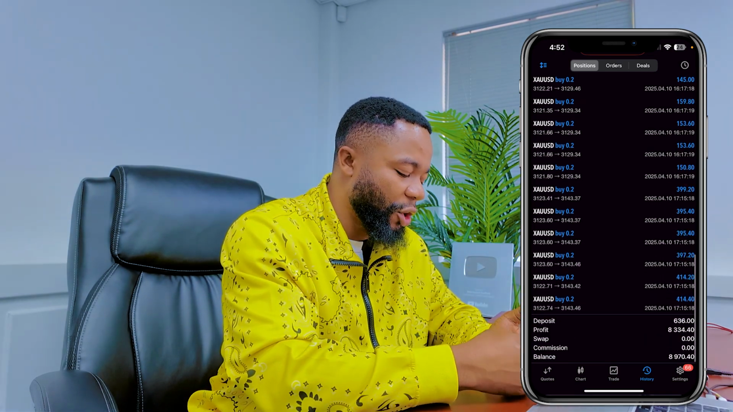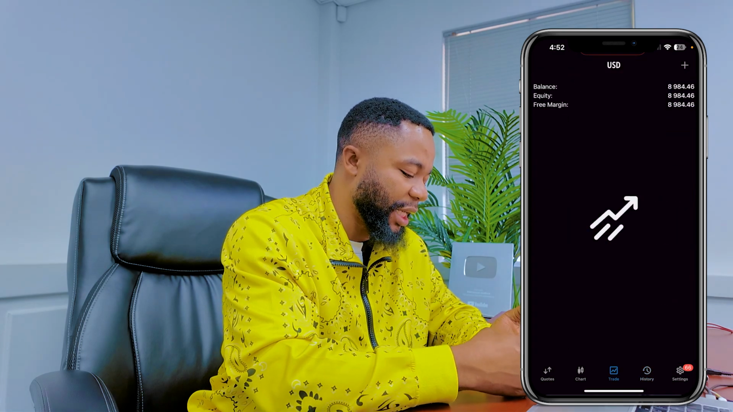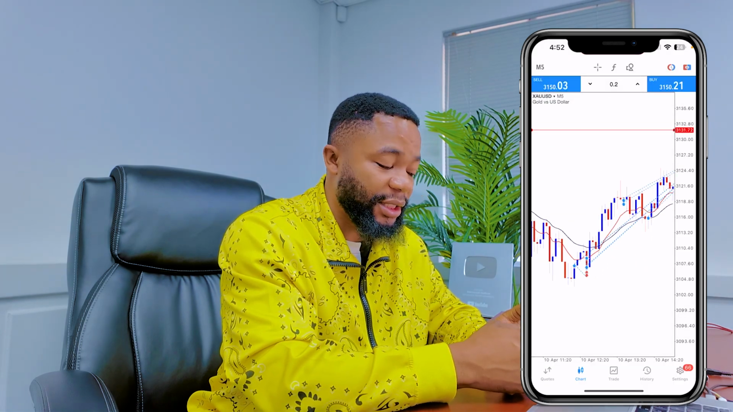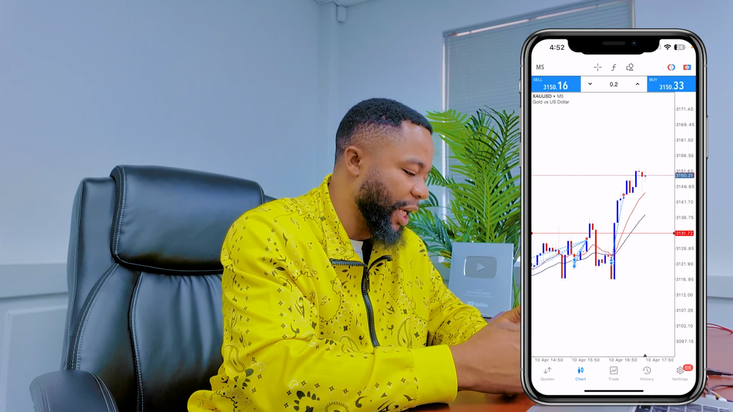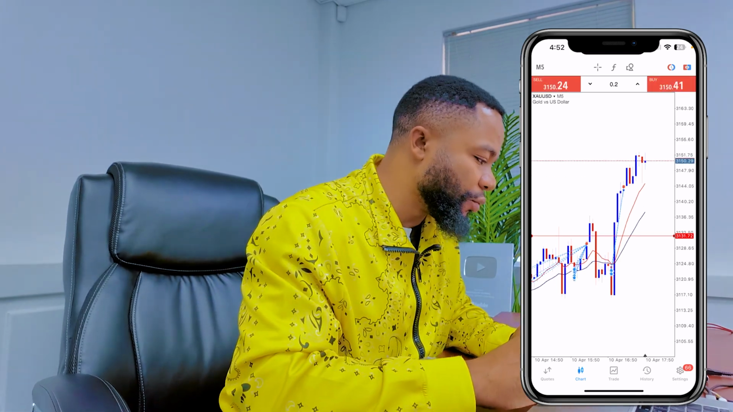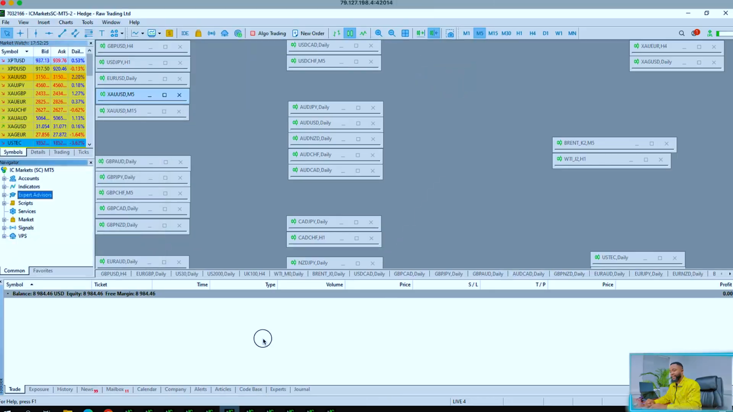So those are the trades on my phone. As I said, those are the same trades right there. That's the chart right there. The history is still on my chart. So how did I do this? How was I able to grow this small account? So I'm going to go inside my VPS. This is the same account here.